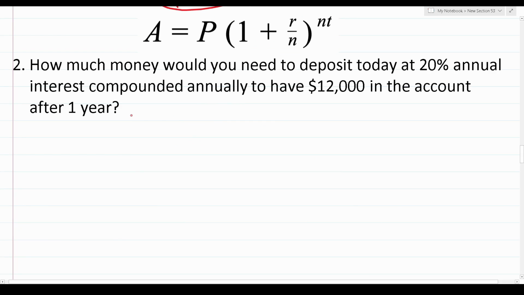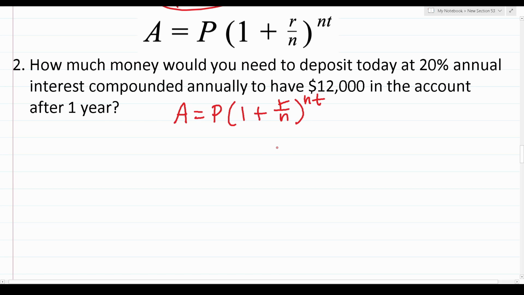All right, so number 2 here says, how much money would you need to deposit today at 20% annual interest, compounded annually, to have $12,000 in the account after 1 year? So before we identify what's given to us and what we're solving for, let's start by writing down the equation again. That's A equals P times (1 plus R over N) to the N times T power.